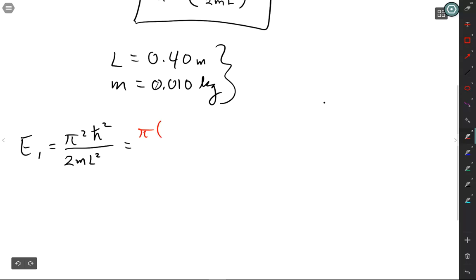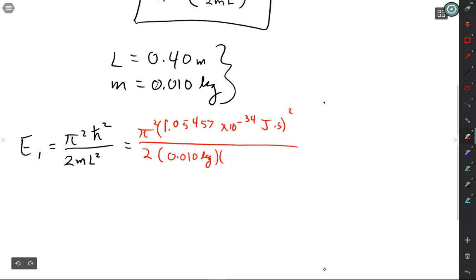H bar. You probably know h, 6.626 times 10 to the minus 34. For this class, h bar is so common that that's what shows on the front cover of the textbook. And so h bar is 1.05457 times 10 to the minus 34 joules times seconds. Let's not forget to square both of those, divided by 2 times 0.010 kilograms times 0.40 meters quantity squared. So when you have a calculator handy.